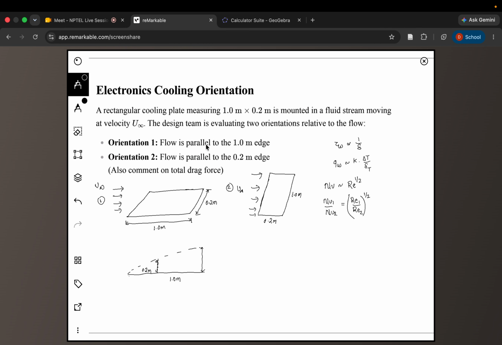Since viscosity and free stream velocity are the same in both cases, this would eventually come to L1 by L2 to the power half, which is greater than 1 because L1 is 1 meter and L2 is 0.2 meter. So they will come to the conclusion that orientation 1 is greater than orientation 2. Is this approach correct? Yeah, I've actually told you that this was a mistake before, so maybe I shouldn't be asking that question. So what is the mistake in this approach?